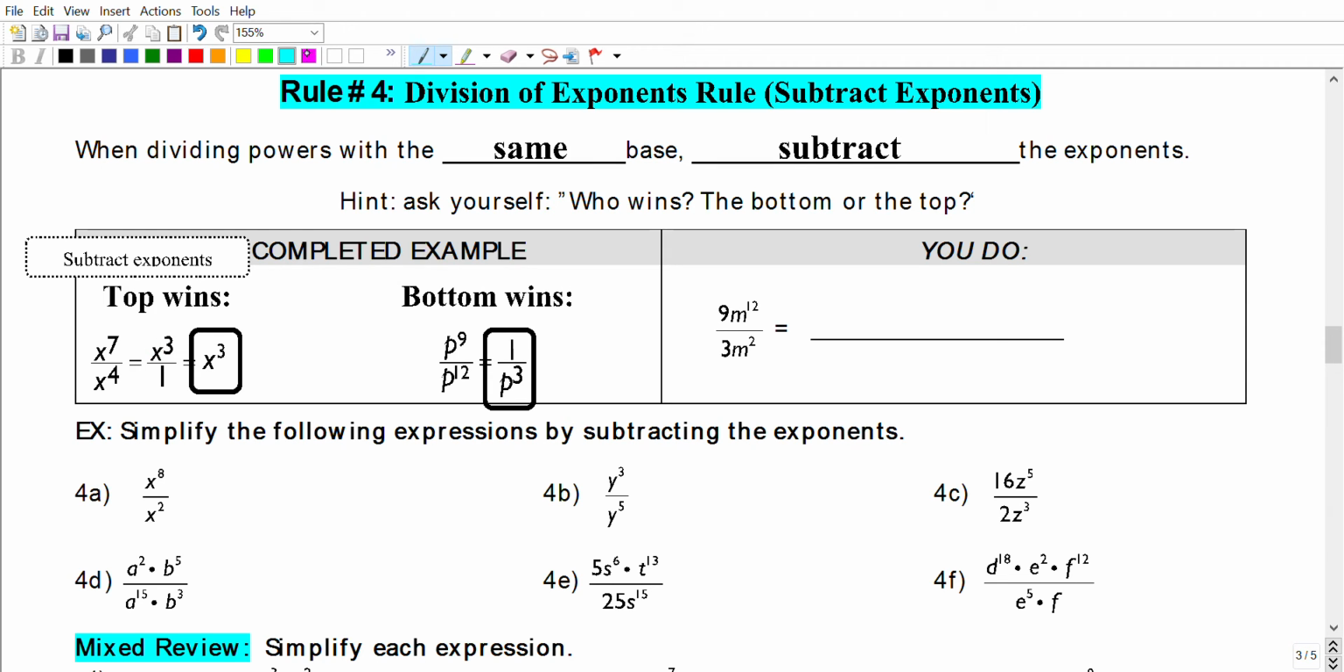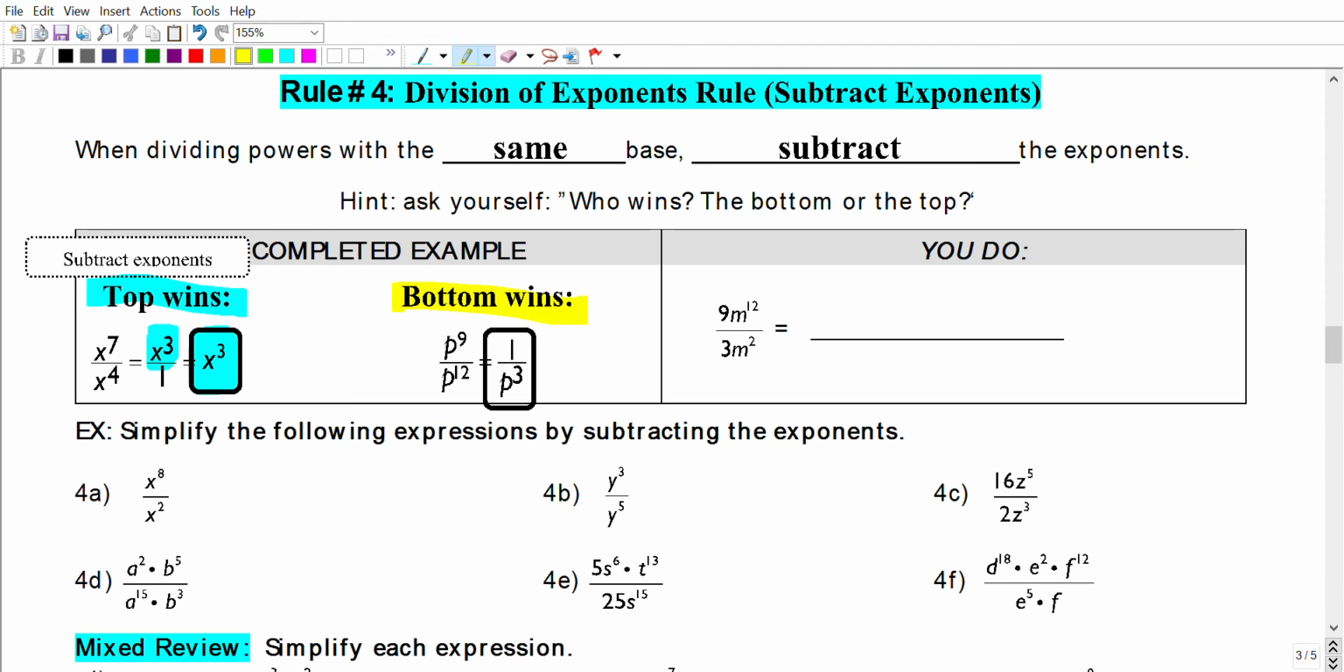So what you're going to do is go ahead and write x to the third because the top had more. That's where I'm going to write the 3 at the top. So x to the third on the top. And since the bottom was lower, I'm just going to go ahead and write a 1 there. But we know that anything over 1 is just that same thing. So my final answer here is just x to the third. Again, this is a scenario when the top wins. Let's look at what happens when the bottom wins.